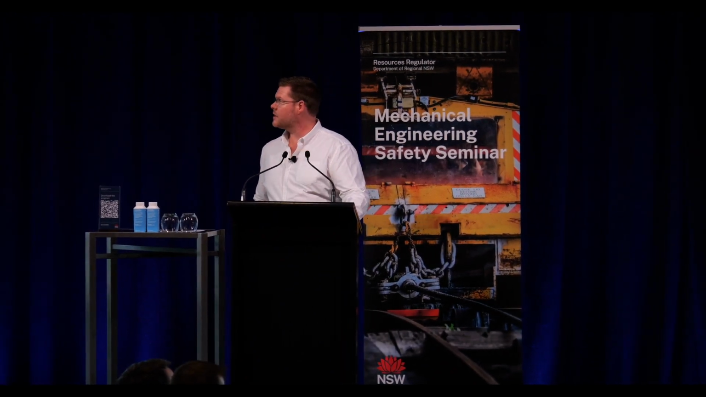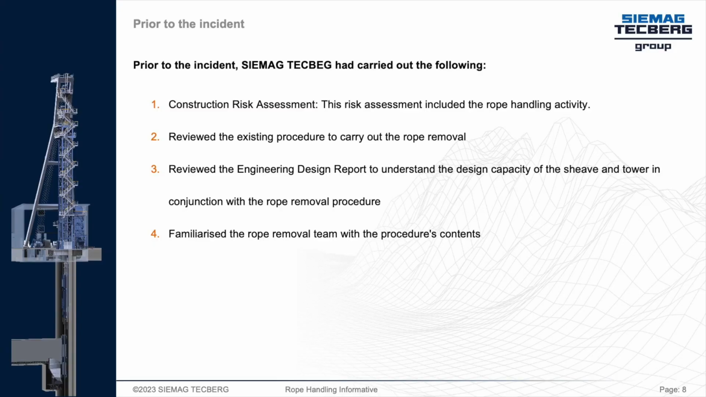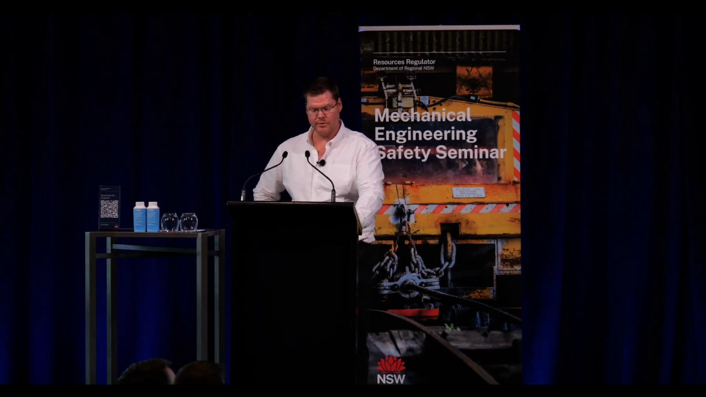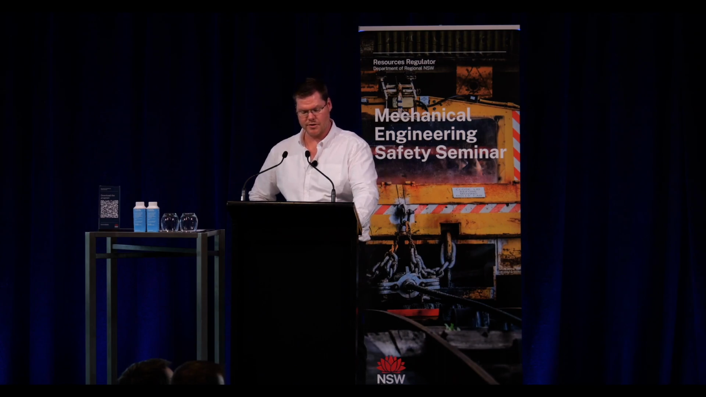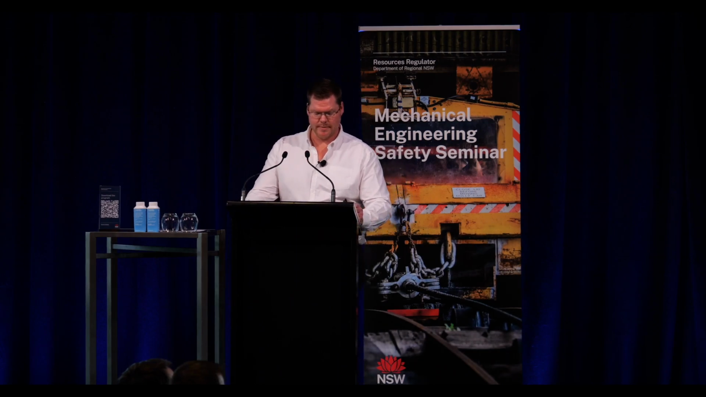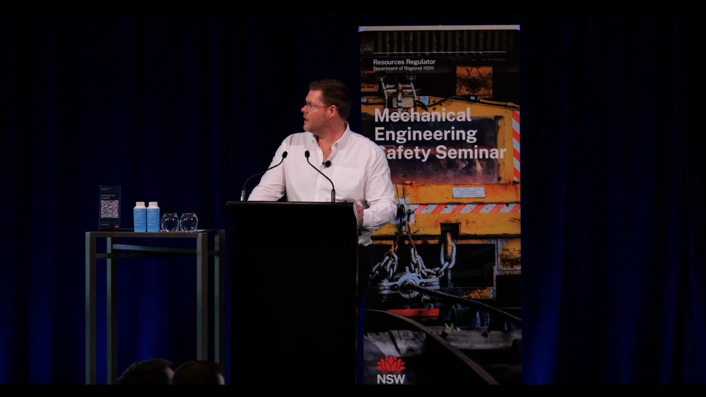So prior to the actual incident, we conducted a construction risk assessment. The risk assessment included the rope handling activity. We reviewed the existing procedure to carry out the rope removal. We reviewed the engineering design report to understand the design capacity of the sheave and the tower in conjunction with the rope removal procedure. We familiarised the rope removal team with regard to the procedure's contents.